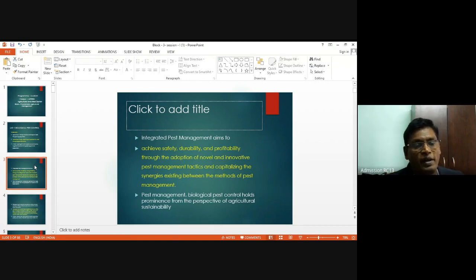Integrated pest management aims to achieve safety, durability, and profitability through the adaptation of novel and innovative pest management tactics, and capitalizing on the synergies existing between the methods of pest management. So we need profitability, safety, and durability for the produced food to be stored. To achieve all those things, we need control over the pest, right? The pest management via biological pest control holds prominence from the perspective of agriculture sustainability. Here, it is clear that we need to control the pest in order to get more yield. That is our goal.